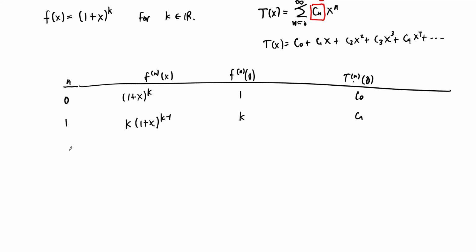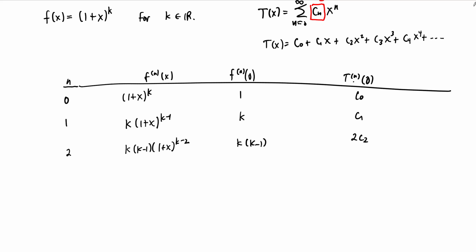Then we go to the next term. When n is 2, we take another derivative. We get k times k minus 1, times 1 plus x to the k minus 2. When we plug in 0 for x, we get k times k minus 1. We're starting to see how this works. But over here, what do we get? Over here, we get 2c2.